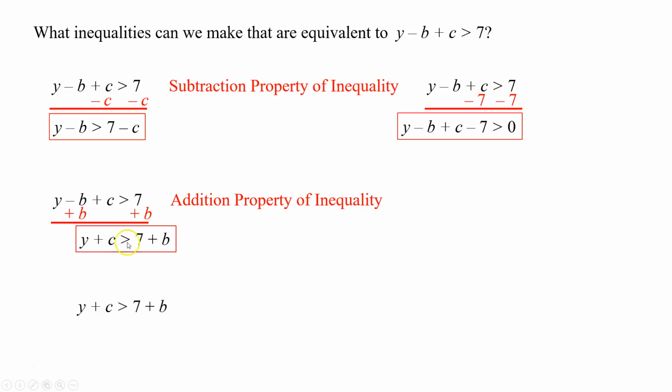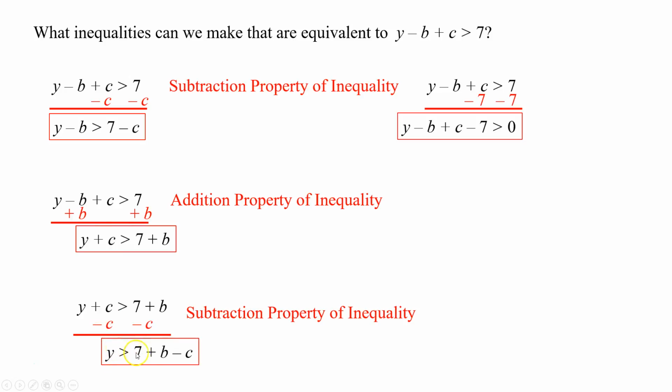We could take one of our results and use one of the properties again. We could take this result and subtract c from both sides, and we would get y is greater than 7 plus b minus c. That's another equivalent inequality. You can really do this a bunch of different ways.